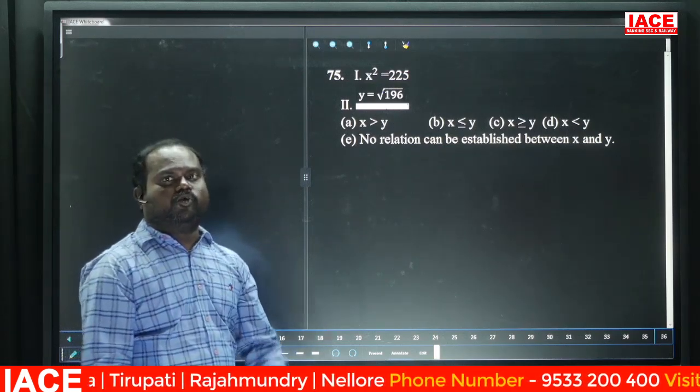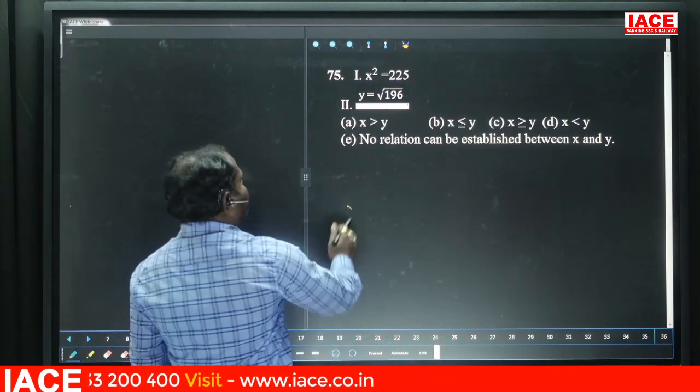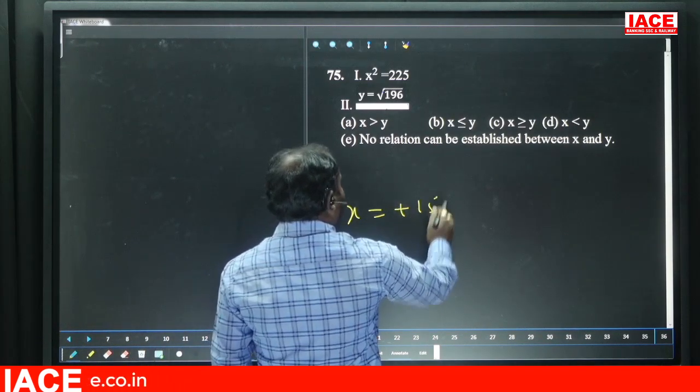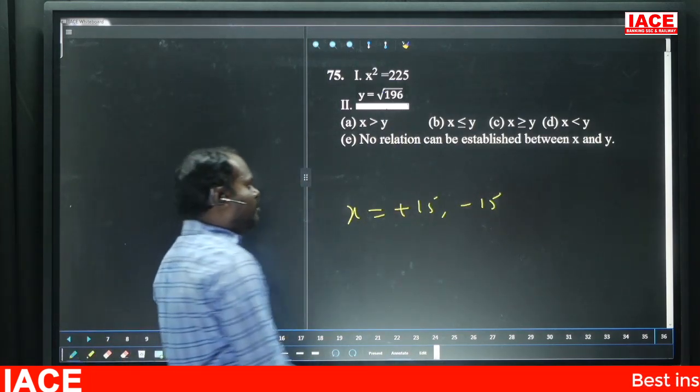75, x square is 225. Whenever square, you get plus or minus 225, nothing but 15 square. So x equals plus 15 or minus 15. Whenever square root, you will get only positive value, y is nothing but 14.